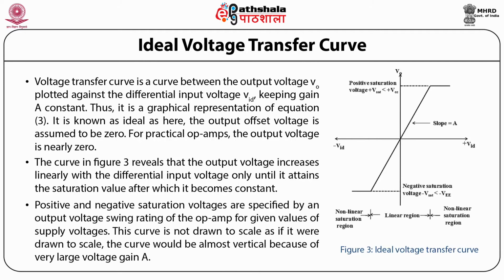Positive and negative saturation voltages are specified by an output voltage swing rating of the op-amp for a given value of supply voltages. So, the positive saturation voltage, plus V saturated, is always less than plus VCC. Similarly, the negative saturation voltage shown in the figure, which is minus V saturated, is less than minus VEE. The regions to the right and to the left of the linear region are the non-linear saturation regions.